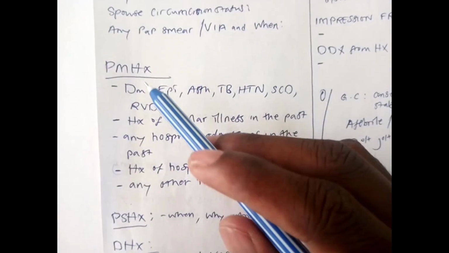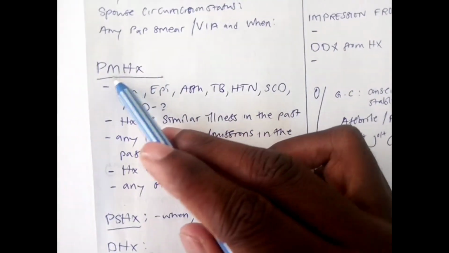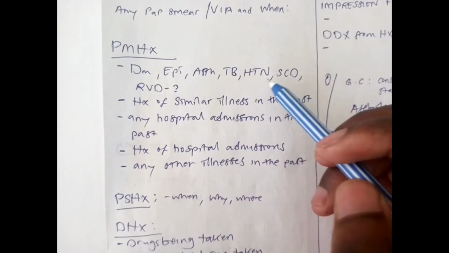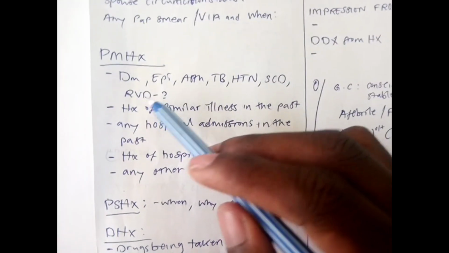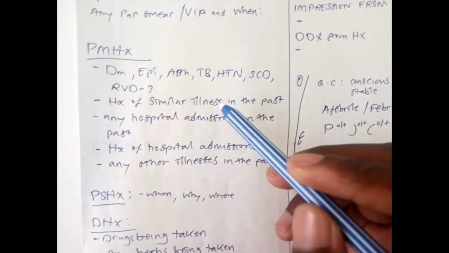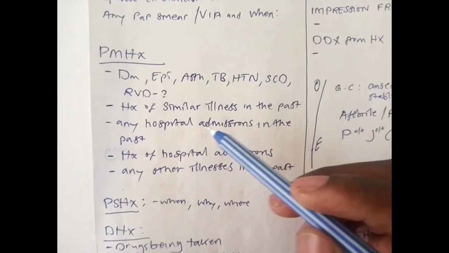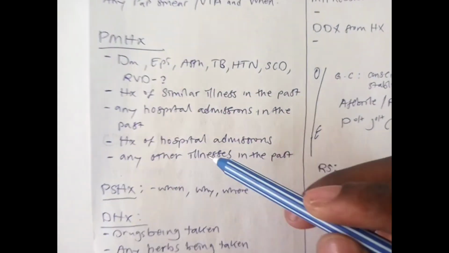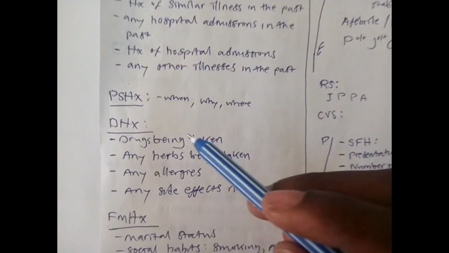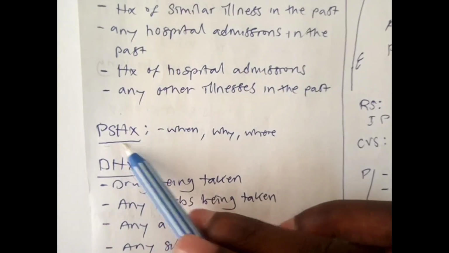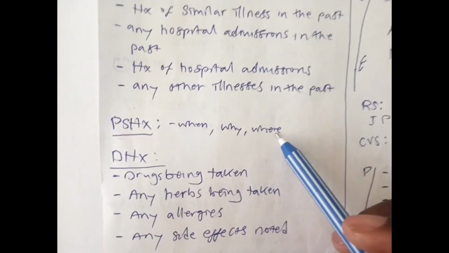Okay, then you go to past medical history. This is past medical history: DM, epilepsy, asthma, TB, hypertension, SCD, RVD status. What's the RVD status of the patient? History of similar illness in the past, any hospital admissions in the past, any other illnesses in the past. You ask. Then past surgical history, you have to ask when, why, where.